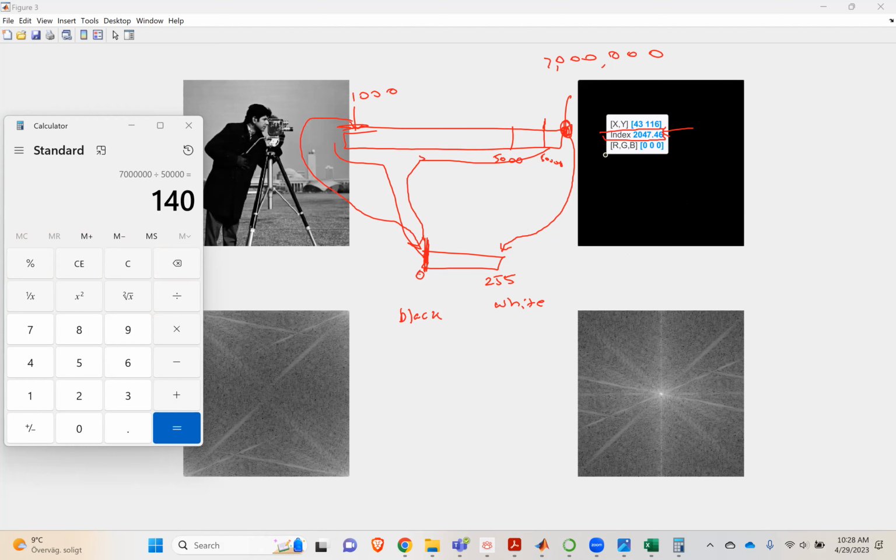Understood? Yeah. Asha, is it clear now? Yeah, it's clear now. It's clear.